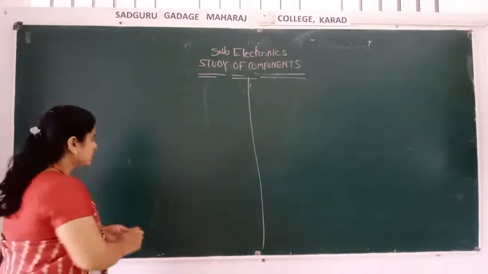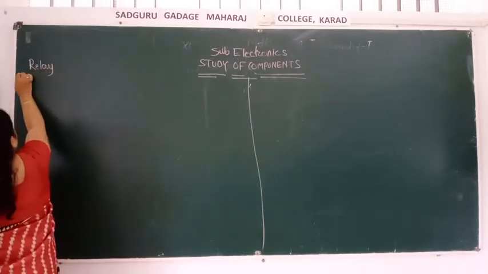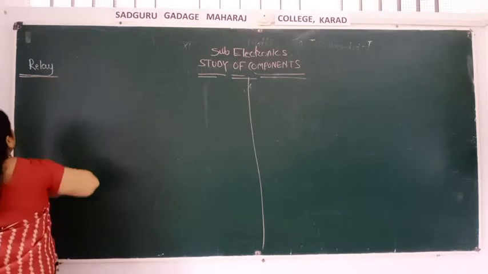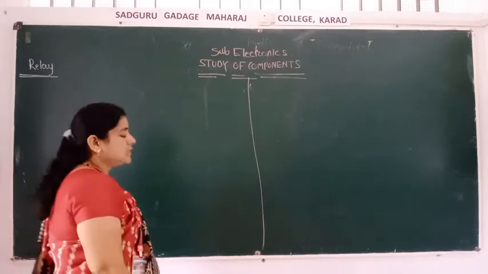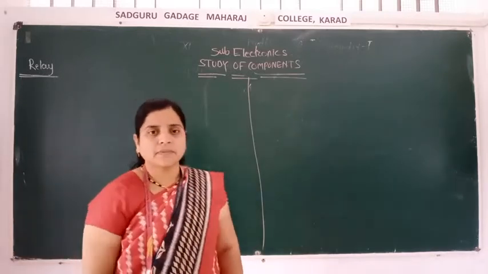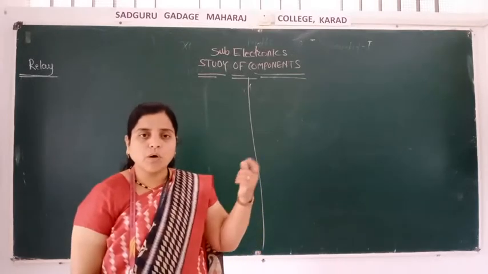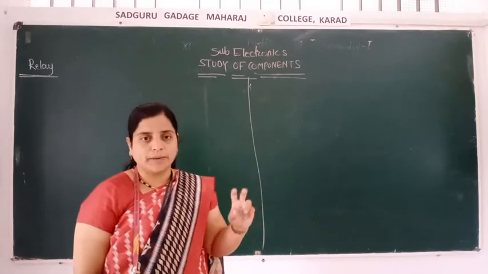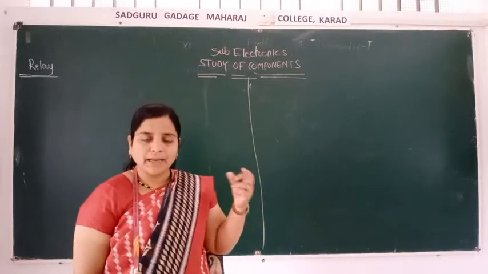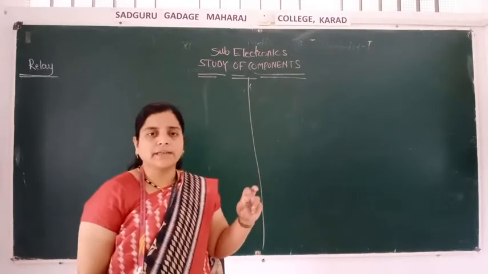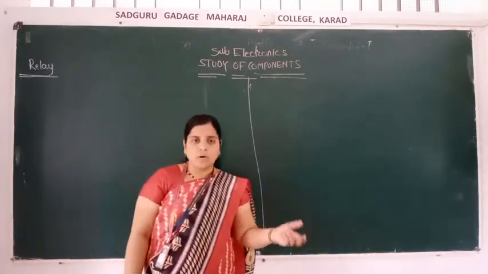Students, see, which components are required basically, that we have completed. Now we are going to start the relay. Okay, what is relay? Relay is nothing but an electronic device, or an electronic component, or a switch which is used to turn the circuit on and off automatically. If it is practically not possible to operate on and off manually, then we can use this relay so that it will automatically switch on and off.